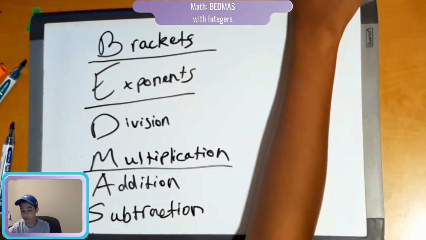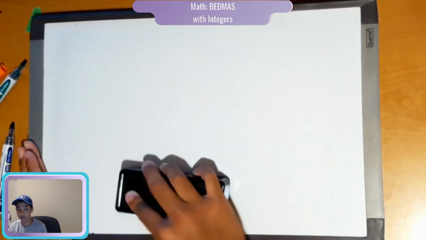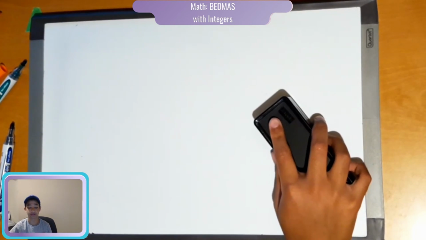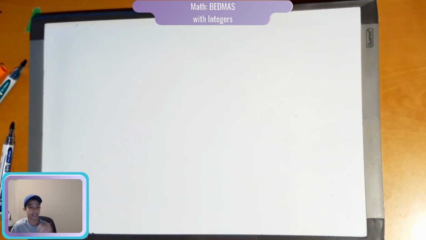So let me show you a few questions that involve using integers with the order of operations. Definitely go back to my last video where I talked about working with the longer integer equations, so equations that have 3 or 4 different integers in them. If you're not getting this, that will definitely help before you get into this, because this is like a big step after that.